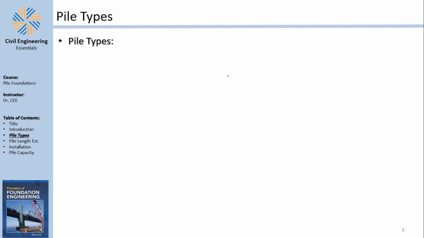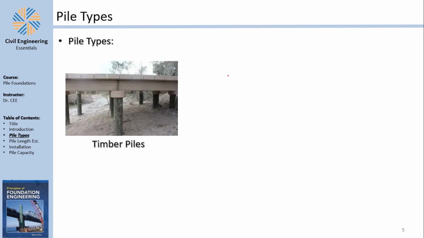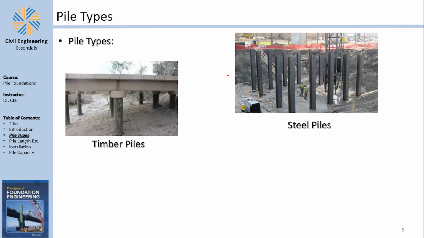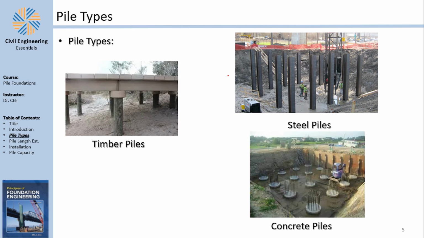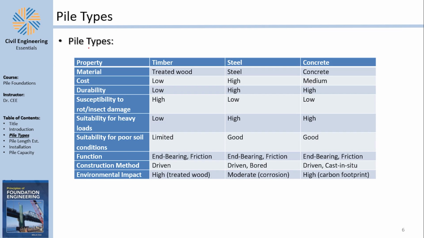For the pile types, you can divide them based on how they carry the load and based on the material and other things. For example, based on the material, you have timber piles and those are usually driven. You have steel piles which are usually driven. And you have concrete piles which may be driven or may be cast. This is a quick comparison table. You can even print screen it if you want and use it for your own reports.